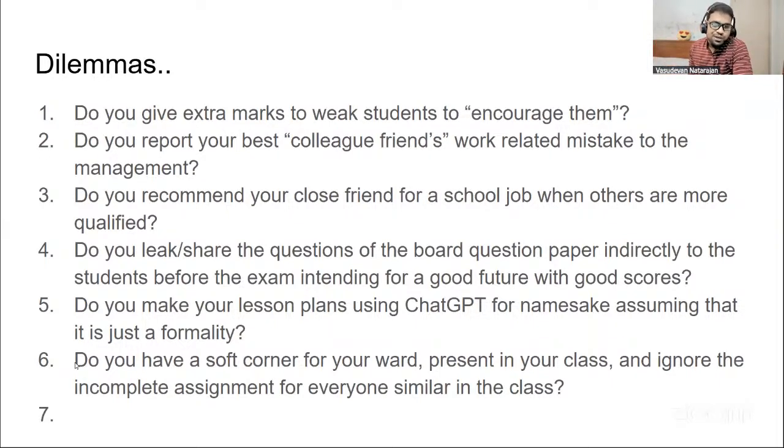Just imagine you gave a homework and your child did not do it. And just because your child did not do it and she's part of your class, or he's part of your class, you don't ask the homework for the whole class. Do you do that? Okay.